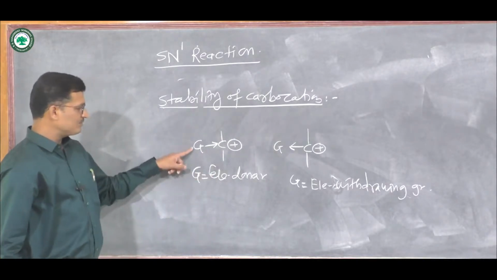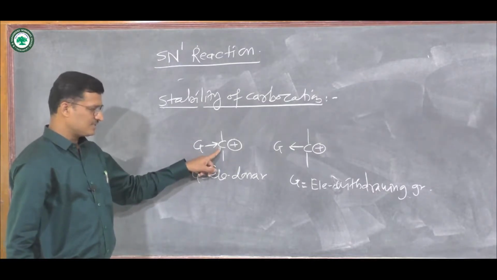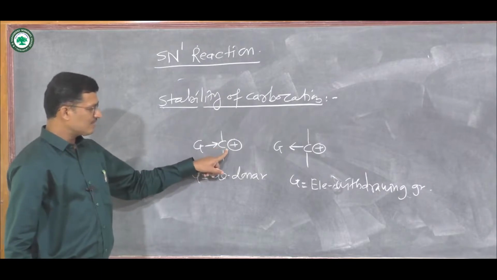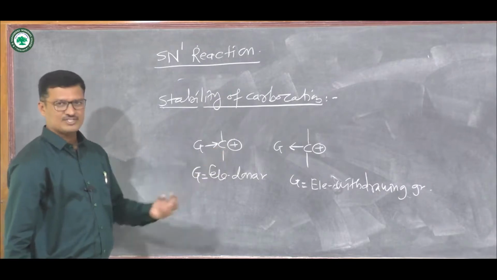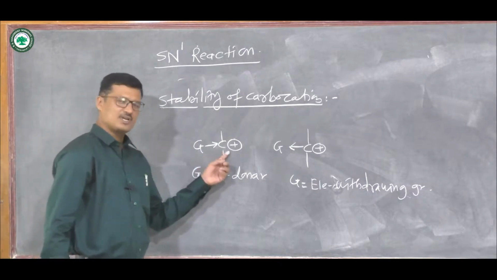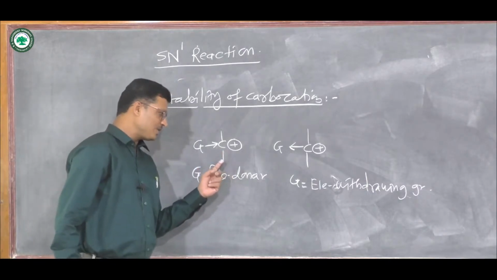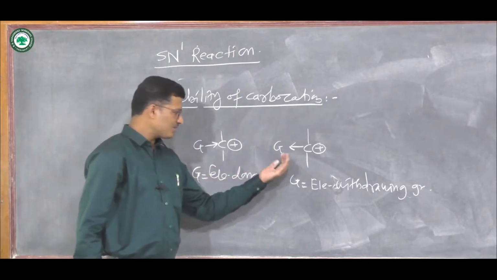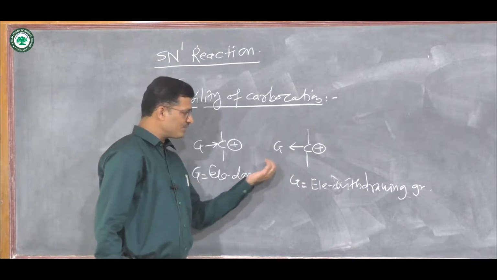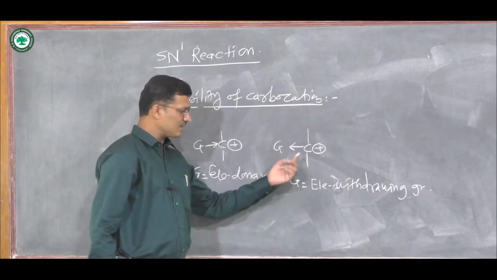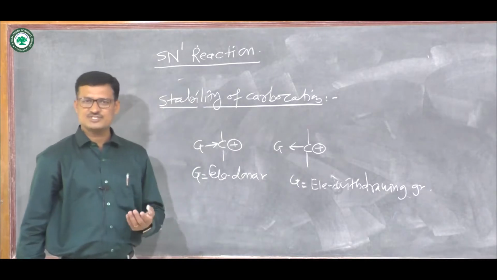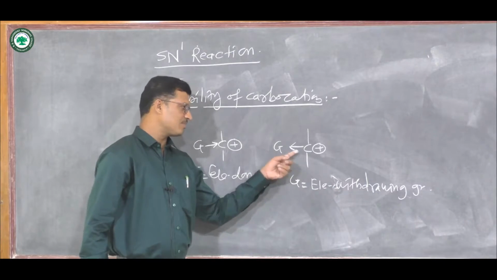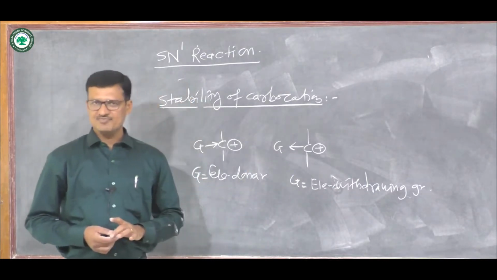The G group attached to the carbocation donates electrons, and when it donates electrons, the positive character of the carbon decreases, and ultimately this carbocation is more stable. Means when electron donating groups are attached to the carbocation, the stability is more. When electron withdrawing groups are attached to the carbocation, they withdraw electrons from this carbon, the positive character of that carbon increases or intensifies, and ultimately the stability of the carbocation decreases.